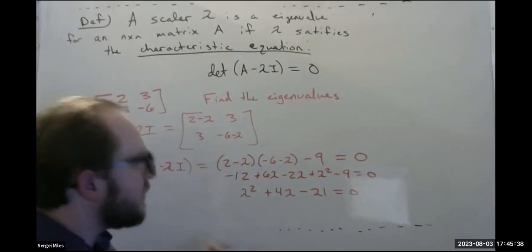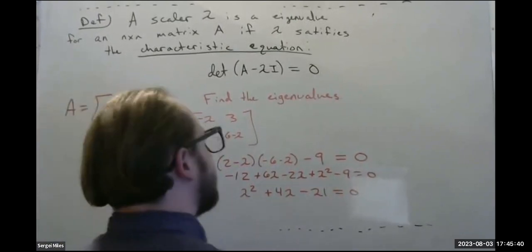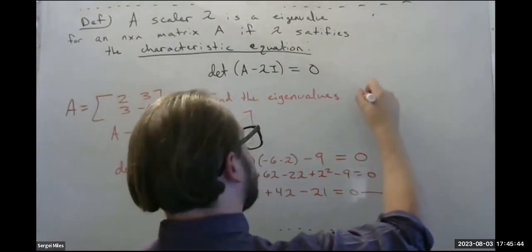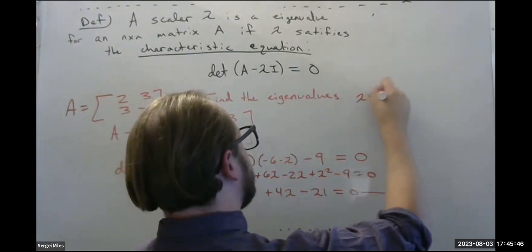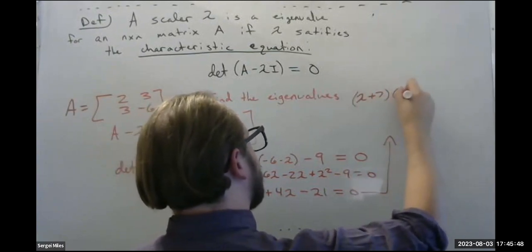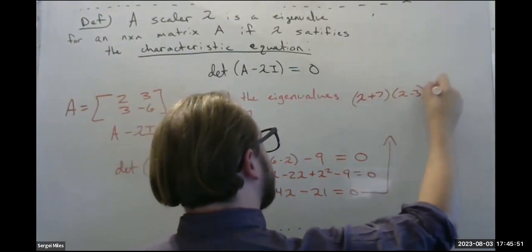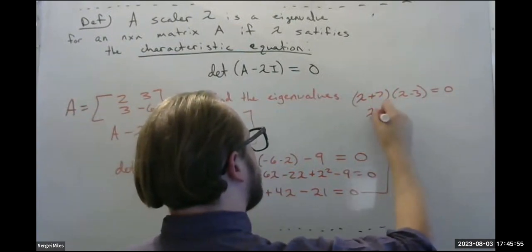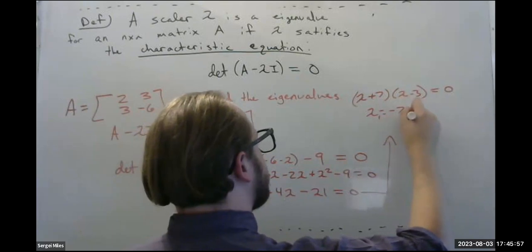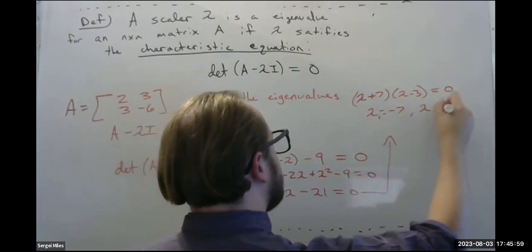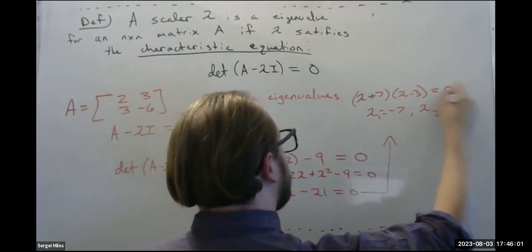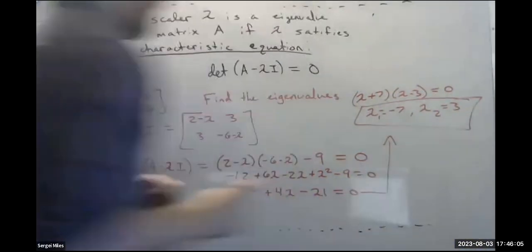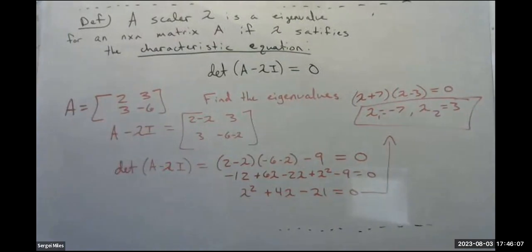Well, the easiest case here is to factor it. In fact, this is factorable, and we get lambda plus 7 times lambda minus 3. We set it equal to 0, and lambda 1 equals -7, lambda 2 equals 3. And so we find there are 2 eigenvalues, which makes sense.